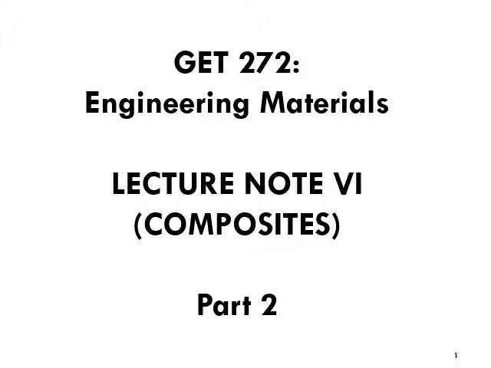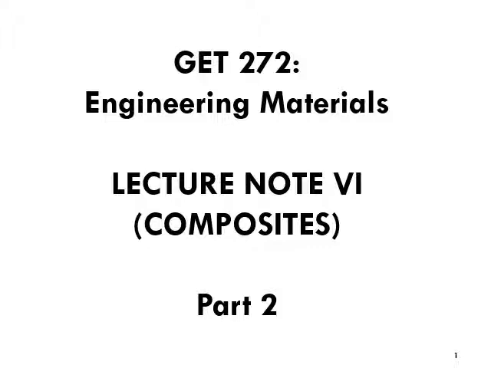So we have looked at classification based on the origin, based on the matrix phase, and based on the reinforcement phase, that is the dispersed phase. We have also looked at some of the factors that will determine the properties of a composite material. To simply give an overview of what we did in part 1 of this lecture, we understood the definition of composite materials and the terminologies involved, which are the matrix and the dispersed phase.